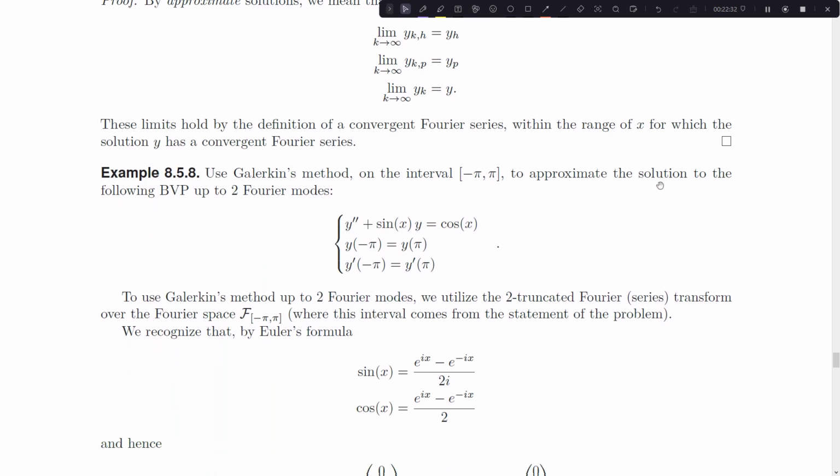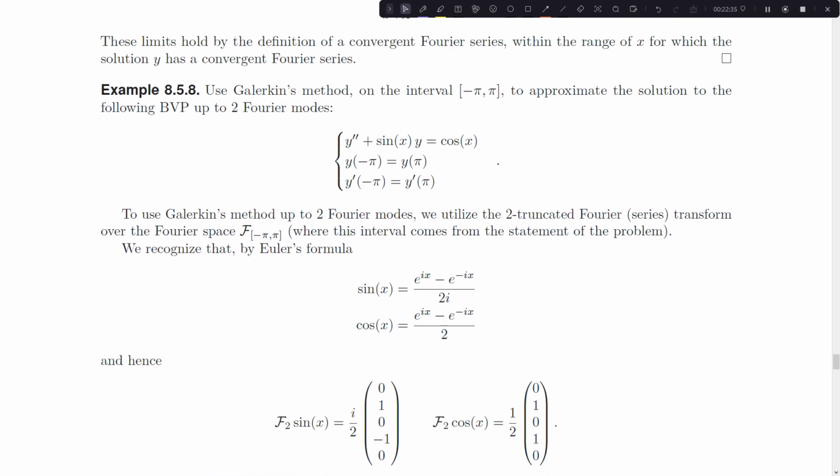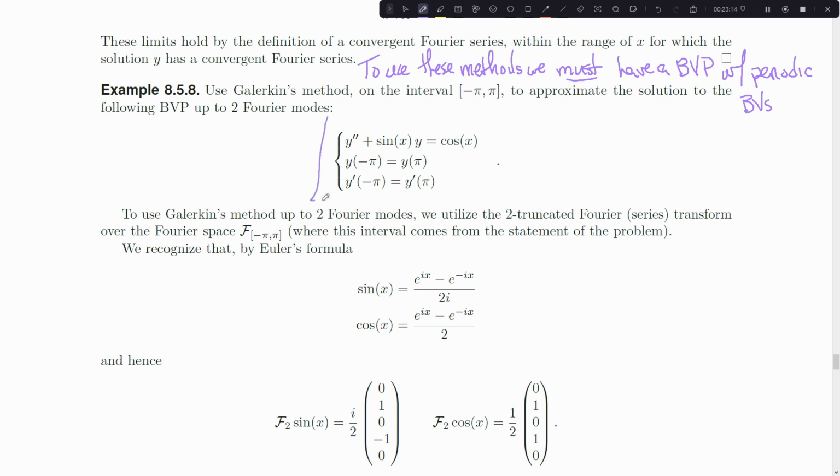So to use Galerkin's method, we need a boundary value problem with periodic boundary conditions. Remember, I said that was the entire point of section 8.4, and I want to be clear about that again. To use these methods, we must have a BVP with periodic boundary values. Okay? So to use it, you must have a BVP with periodic boundary values, which we thankfully do in this case. So there's my BVP with periodic boundary values.